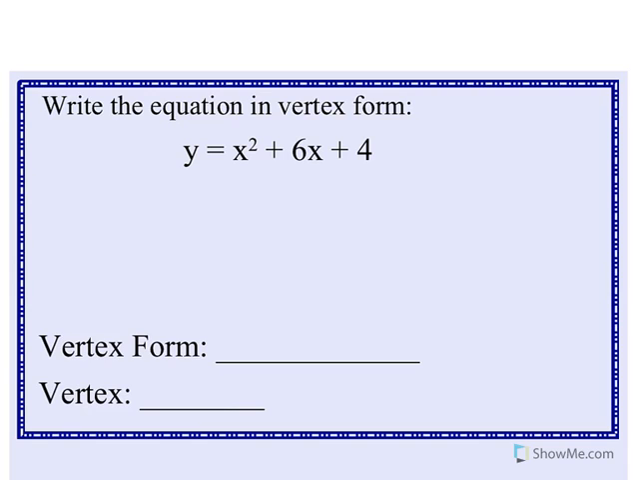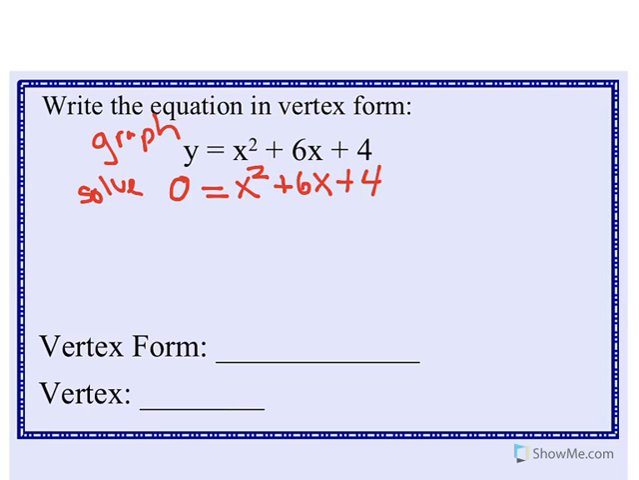Here's our first example. Right now it says y equals x squared plus 6x plus 4. The first thing I need you to know is we're going to take that y and we're going to change it to a 0. When it says y equals, this usually means we're ready to graph it. If it says 0 equals, that means we're actually going to solve it. So what we would like to do is change that to 0 because we are ready to solve it.